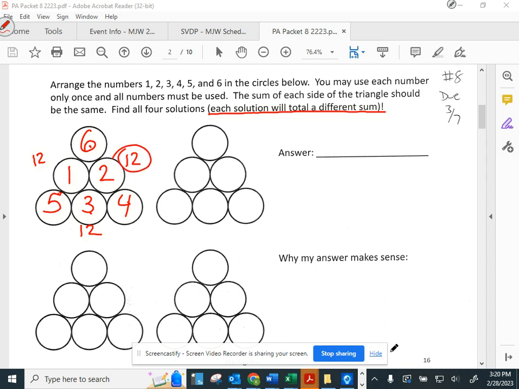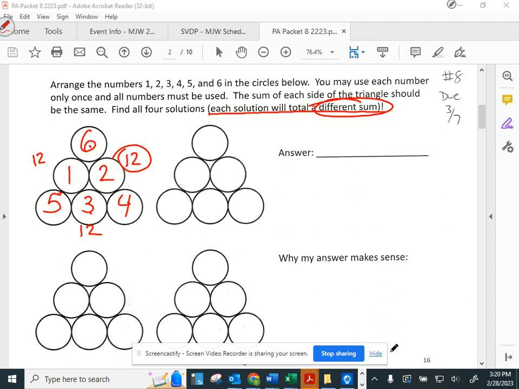None of the other triangles will have sides that equal 12 because they are going to be a different sum for each of the other triangles. Only one's going to equal 12, and then the other ones will equal other amounts. So you're going to want to play around.